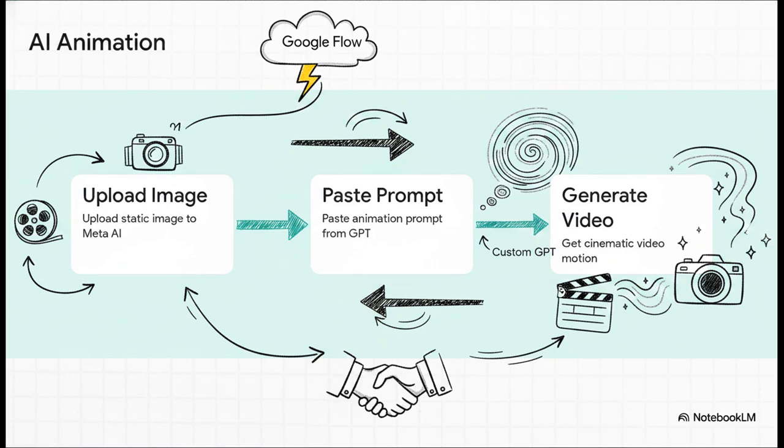Here is exactly how you do it in 3 simple steps. Step 1, upload your static image from Google Flow into Meta AI. Step 2, paste the corresponding animation prompt. And remember, your custom GPT already generated that prompt for you. Step 3, just hit generate. It's like a giant puzzle coming together. The AI ecosystem we've built seamlessly passes the baton from one tool to the next, turning your static image into a breathtaking, moving cinematic shot.